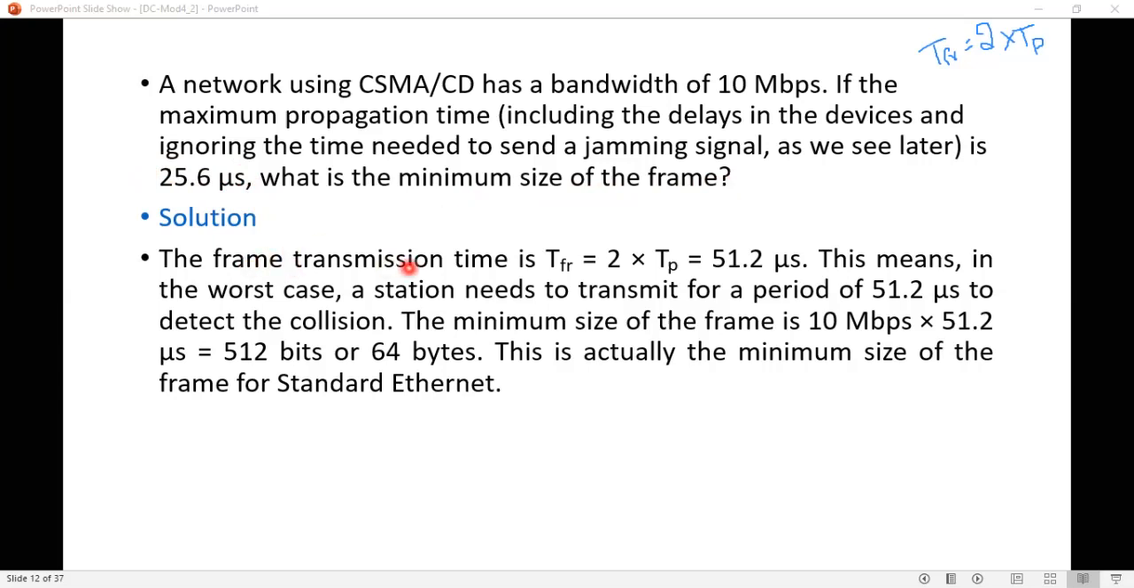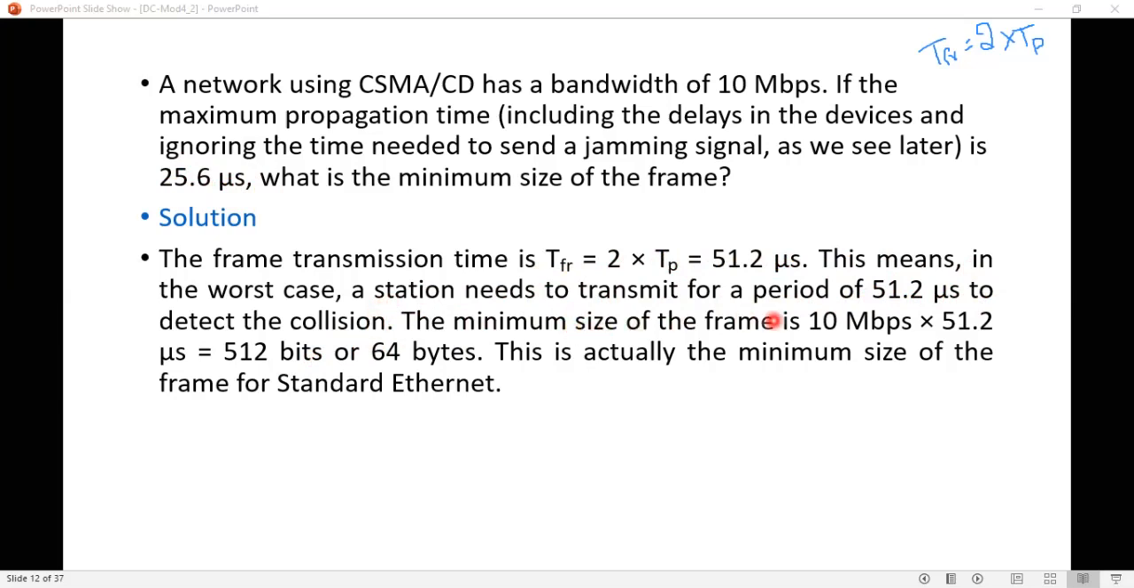Now the frame transmission time TFR is equal to 2 times TP. TP is already given here, the maximum propagation time. So 25.6 microseconds into 2 is 51.2 microseconds. This means in the worst case, a station needs to transmit for 51.2 microseconds to detect the collision. Now it has to transmit for this long, then what should be the minimum frame size?